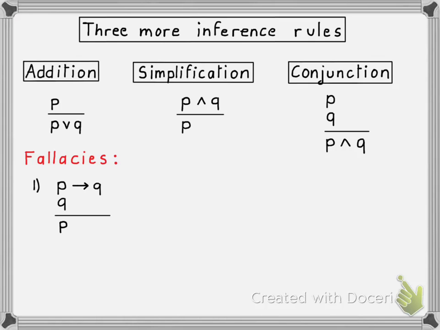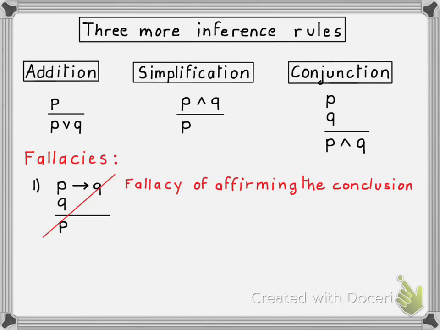And the mistake you made here, if you follow this reasoning, is to assume a conditional and then to assume that its conclusion is true, as opposed to its premise, as you would do in modus ponens. So the name of this fallacy, which means this invalid reasoning, is the fallacy of affirming the conclusion.